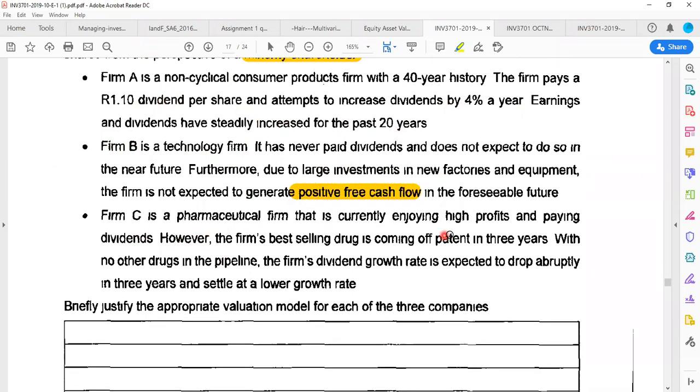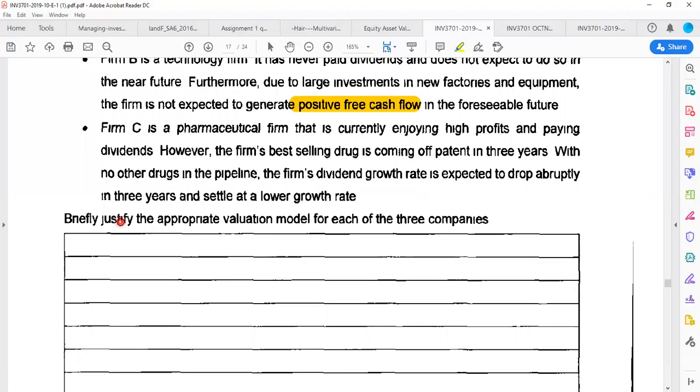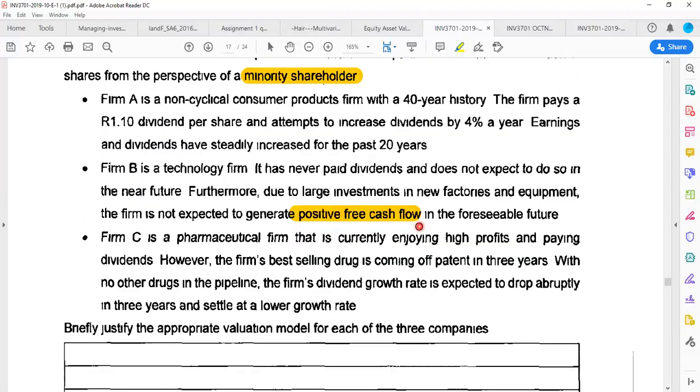Then we have C, a pharmaceutical company enjoying high profits and paying dividends. However, the company is selling a drug coming off a patent in 3 years with no other drugs in the pipeline. They expect a very high growth rate, but they expect that to drop abruptly in 3 years and settle at a lower growth rate. And then here, as briefly discussed, the appropriate valuation model for each of the 3 companies.